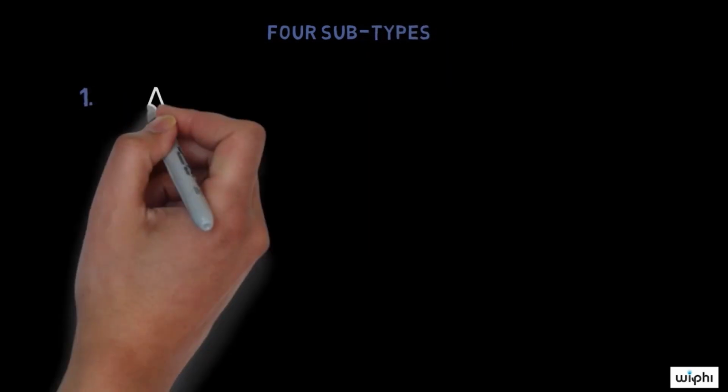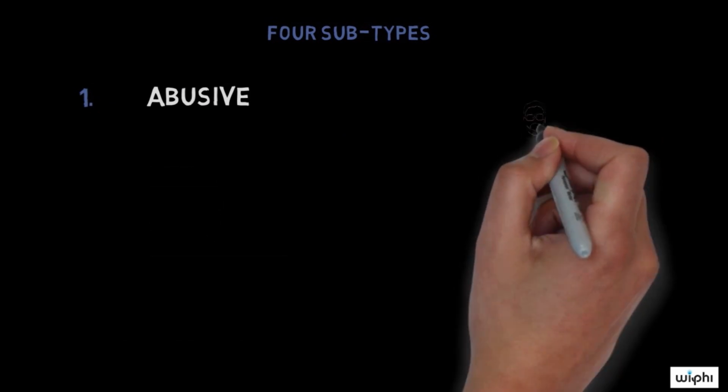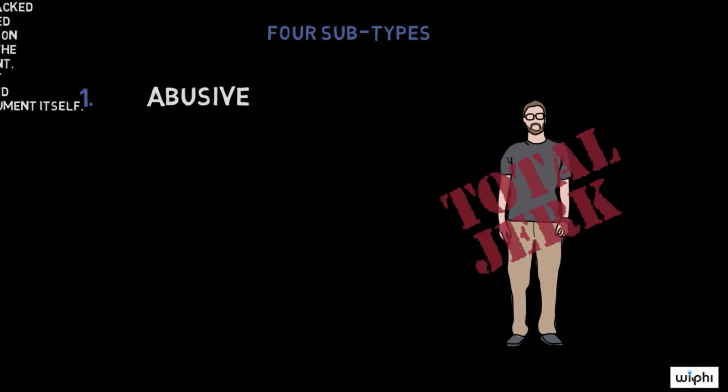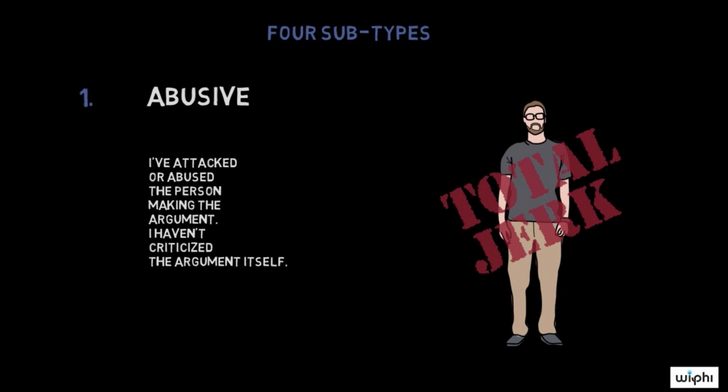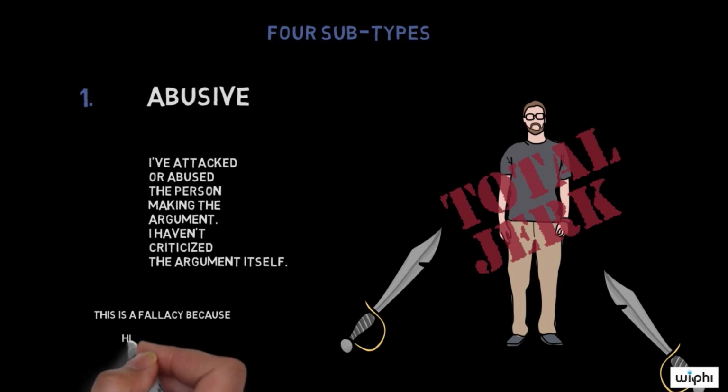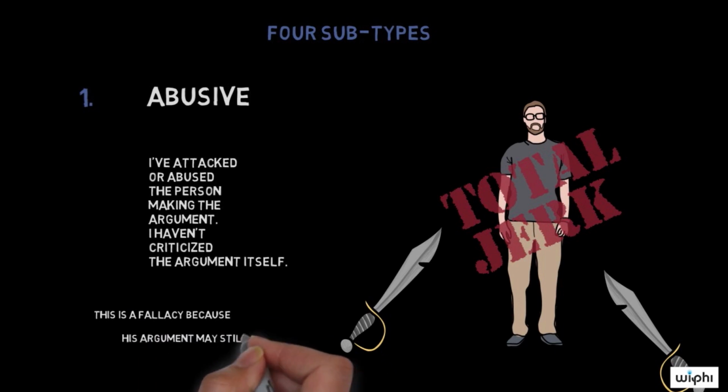The first type of ad hominem fallacy is the abusive type. To understand this type, let's return to our first example where I called Vlad a jerk. In this case, I've committed the abusive ad hominem fallacy. In other words, I've attacked or abused the person making the argument. I haven't criticized the argument itself. More specifically, I've abused Vlad by simply attacking his character, and then I equated his poor character with his argument. This is a fallacy because while the speaker, Vlad, might not have good standing as I see him, his argument may still be valid. That is, cats might be better domestic pets.